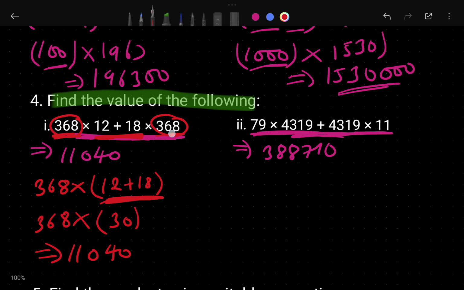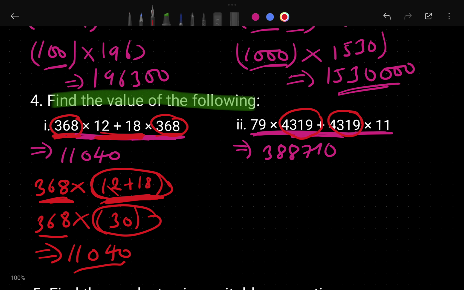Both numbers are the same, so I wrote it one time, then I wrote this here and added. When I add this, it is going to be 30, and when I multiply 368 by 30, that is our answer. So here also this is 4,319. 4,319 is the same, so I will write here 4,319 cross, this is 79 plus 11, I write directly 79 plus 11. You may have a doubt about why I wrote the plus here.